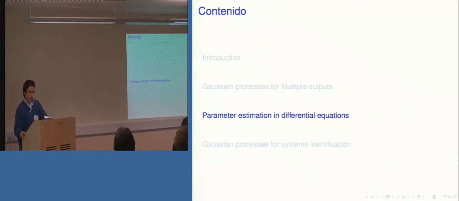The idea is that, as I said before, one way in which you do hyperparameter learning is that you optimize your log marginal likelihood. Okay? So you get point estimates of the parameters of your differential equation.